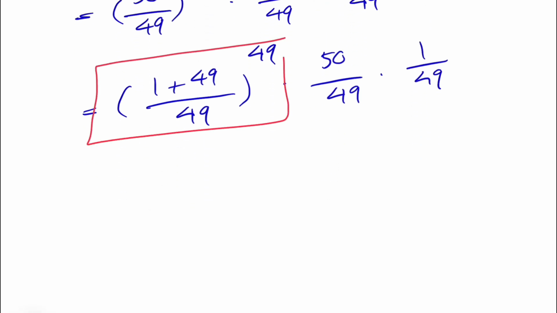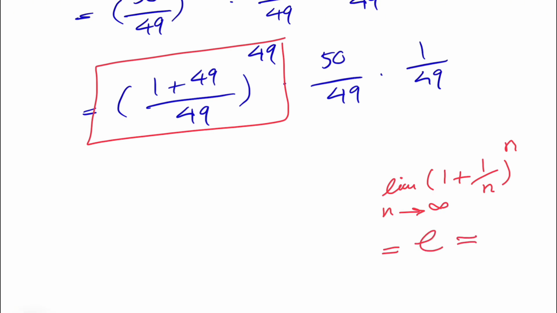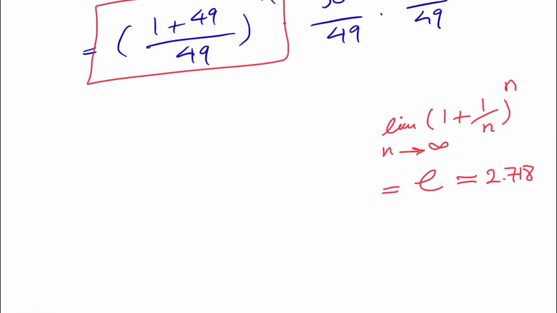And this will be a familiar expression for us. We know that the limit of 1 plus 1 over n to the power of n, when n approaches infinity, is equal to e, which is approximately 2.718. We have this condition when n approaches infinity, and in here our n is 49, obviously way less than infinity, but we can see that anyway this expression over here is less than 3.